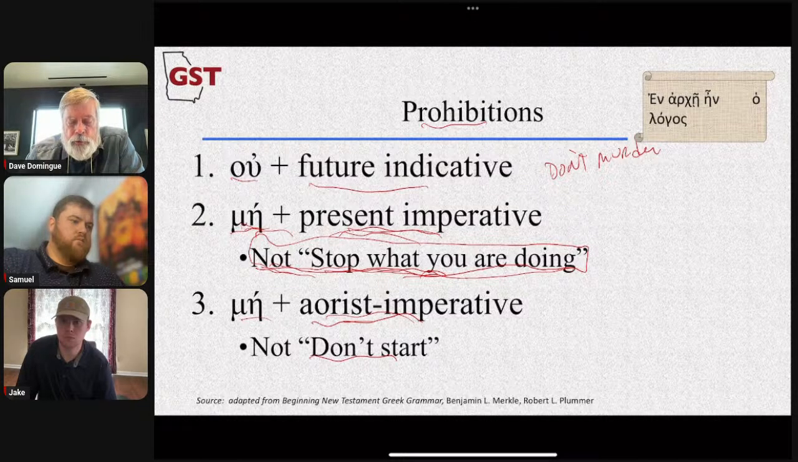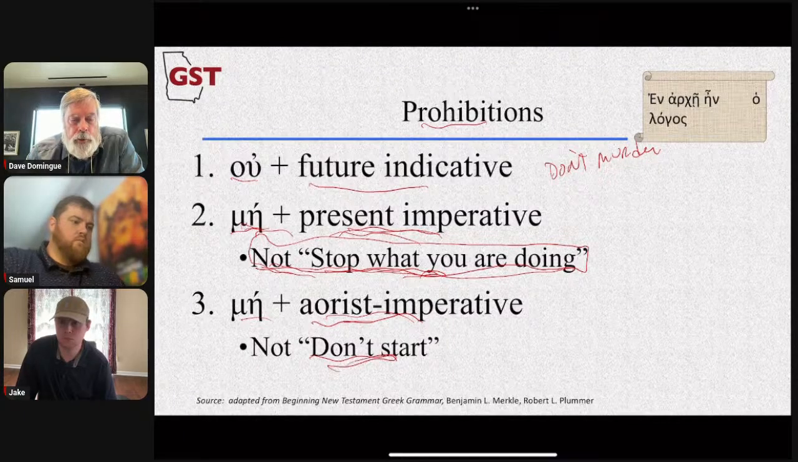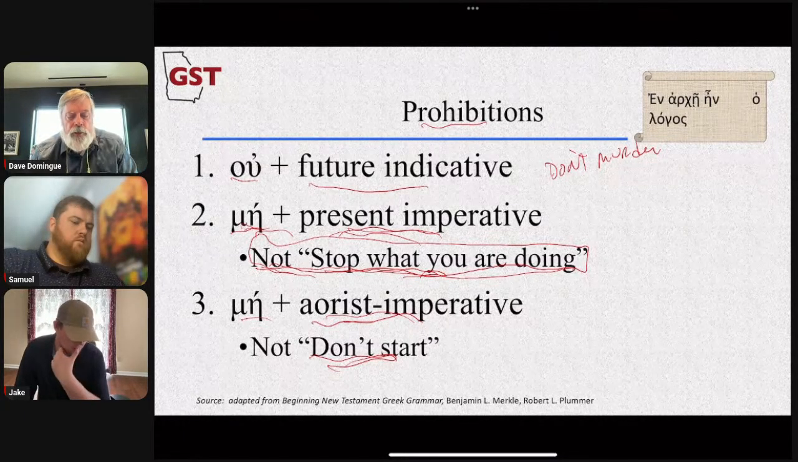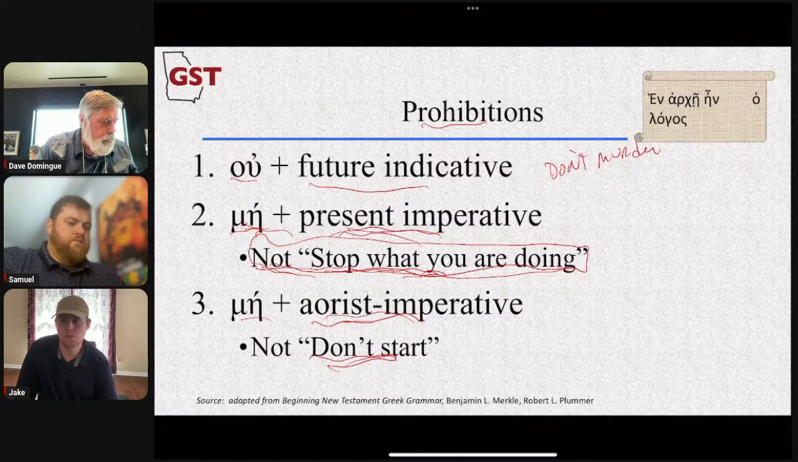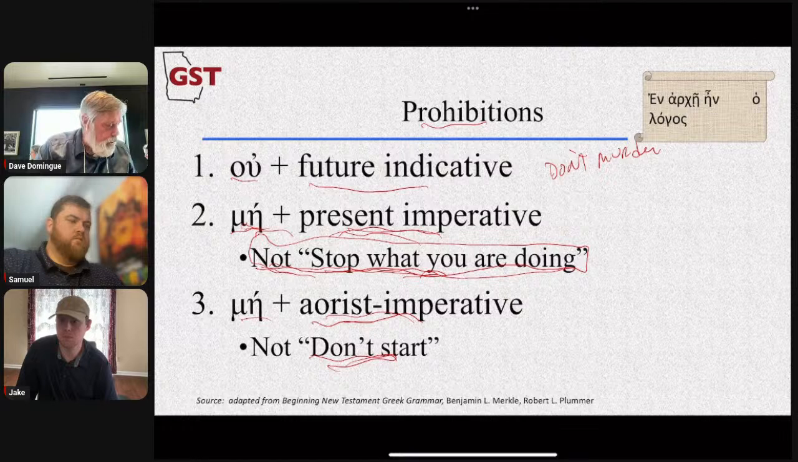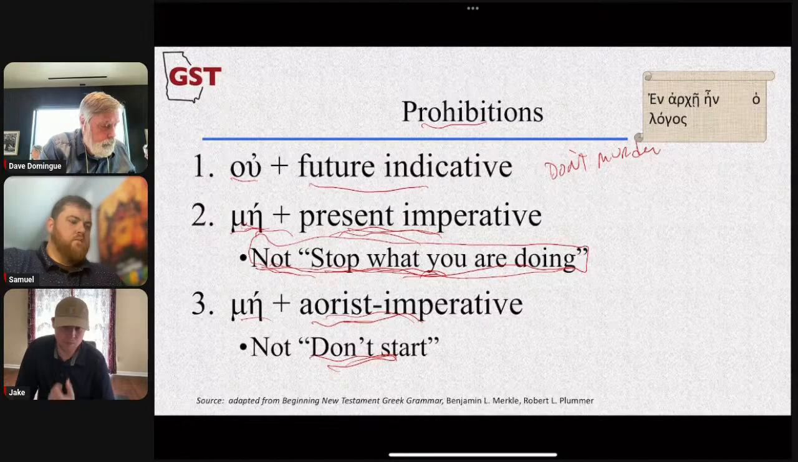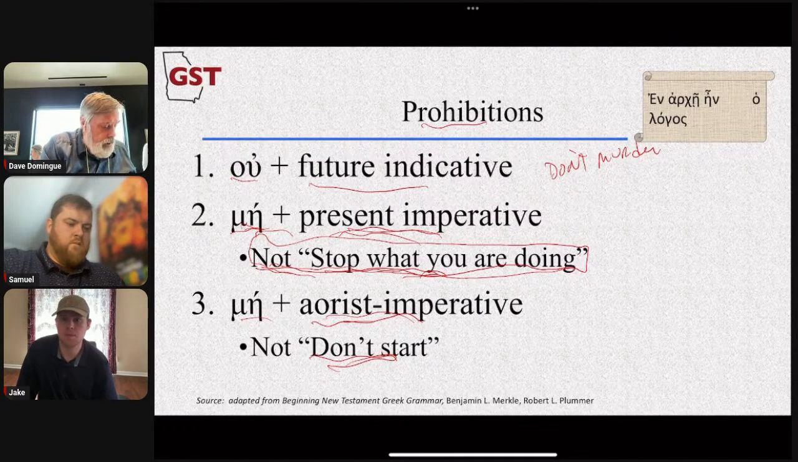Mē plus the aorist imperative is undefined. It's the aspect. It doesn't imply don't start it. It's just trying to say just don't do it. I don't know how to bring that out. I think he brings it out in the book somewhere. I'm pretty sure he talked about that. I'm trying to remember. No, maybe not. I thought I read it in here.